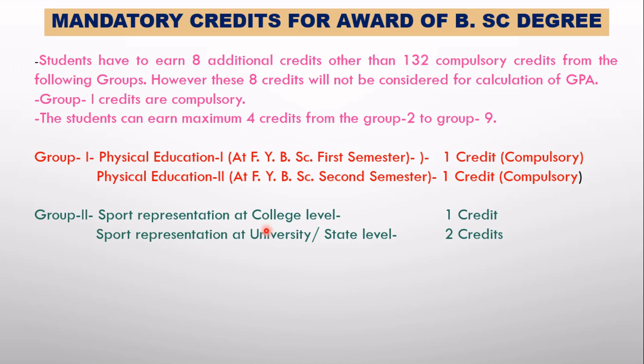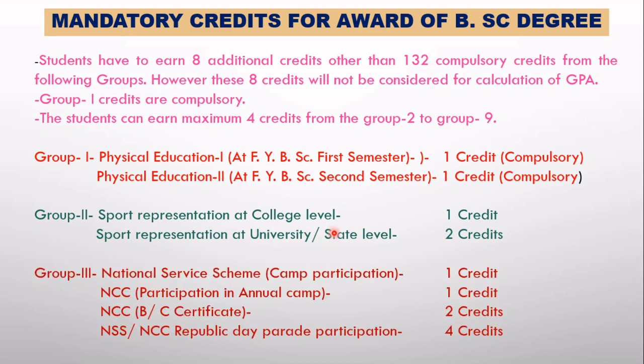Now group second, it will be sport representation at college. Suppose any student is very good in sport, he can get such type of credits from college level as well as from university or state level. So if he represented nicely at college level, he will get 1 credit. If he played at university or state level, he will get 2 credits.